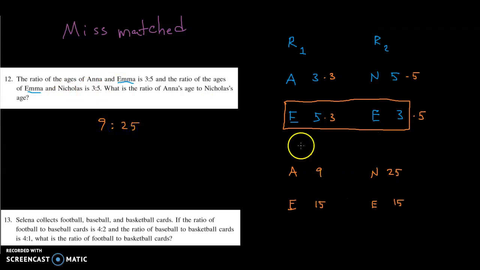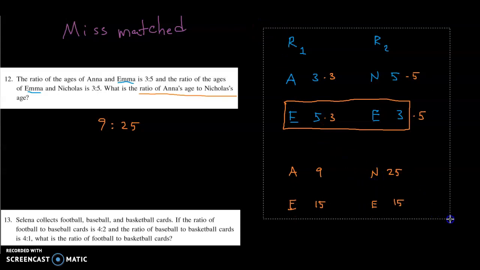Even if you don't fully understand how this process happened, whenever you're asked to find a mismatched ratio, right? We're asked what's the ratio of Anna to Nicholas when we didn't have that information in there. We had Anna and Emma, and we had Emma and Nicholas, but we didn't have Anna and Nicholas. All you have to do is exactly this. Set up your ratios, find the bridge, the thing that they have in common, get those numbers to be equal to each other by multiplication, and then compare those. That's it. All right, so on that note, let's do one more problem real quickly, but I think you should be able to do this on your own.